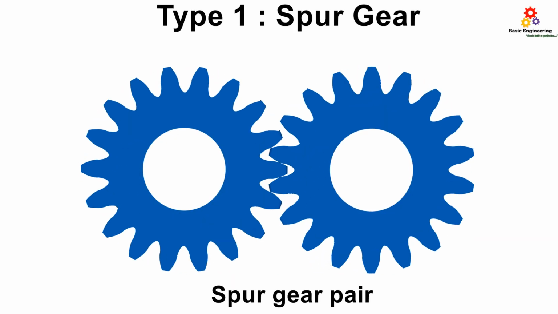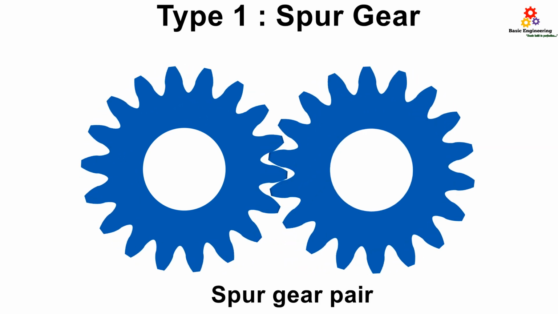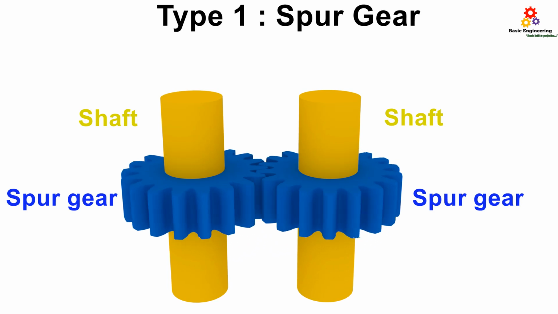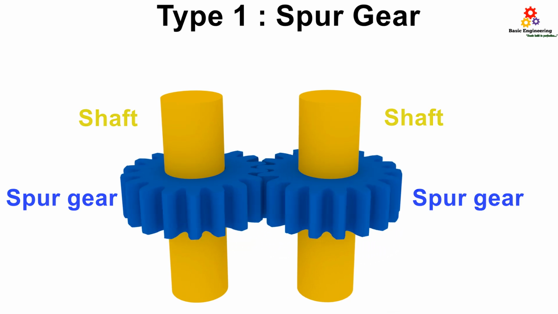First is spur gear. The teeth of spur gear are parallel to the axis of the gear. This gear pair is used to transmit power and motion between two parallel shafts. We have discussed this gear pair in the sliding mesh gearbox. If you want to watch that video, I will put the link in the cards.